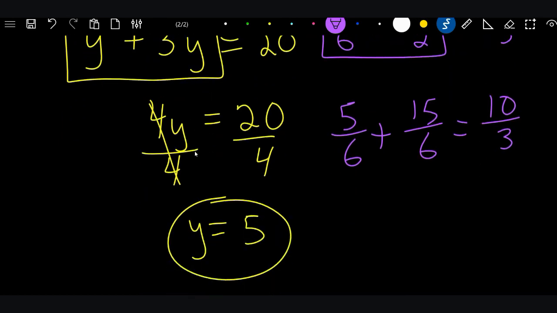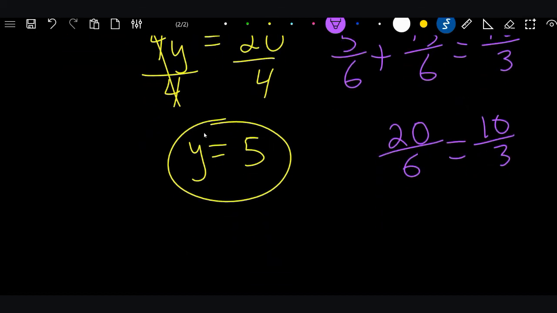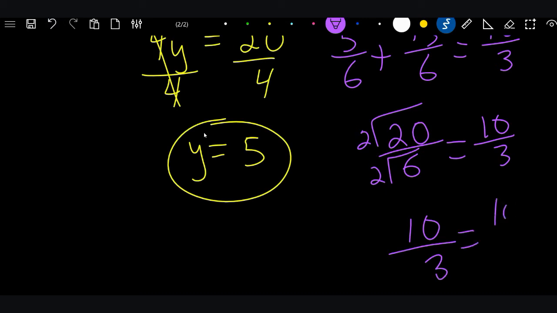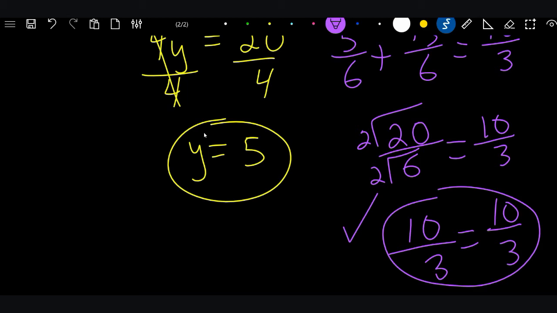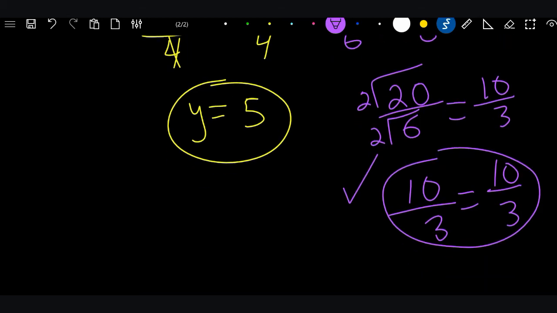Well, we'll see what happens, okay? Let's do this. We're going to get 20 over 6 equals 10 over 3. 20 over 6, that doesn't equal 10 over 3. Really? We have to reduce this. 2 goes into 20, and 2 goes into 6. 10 over 3 equals 10 over 3. We are correct. And so there's our check. Okay. All right.